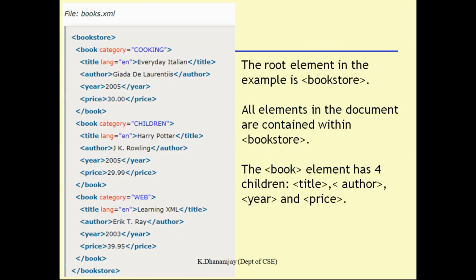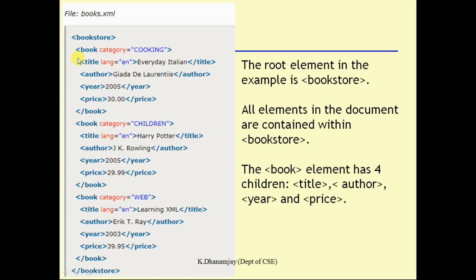Let's see another example, which is book related information. I want to store book information like that. So you can store the book information, which has a bookstore. All the elements in the document are contained within the bookstore only, and I think there are 4 different children there. The book element contains 4 different children. I am calling it the book element. The root element is different, and another element, the main element, the parent element, is different. Children are different.